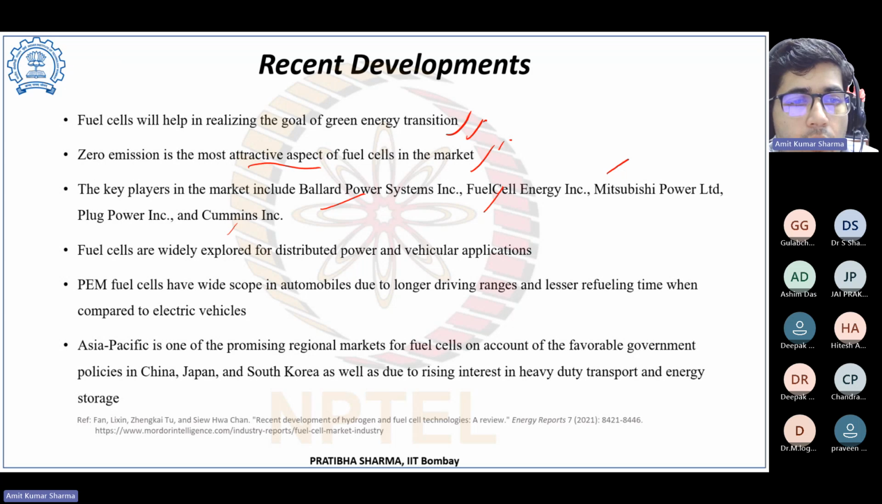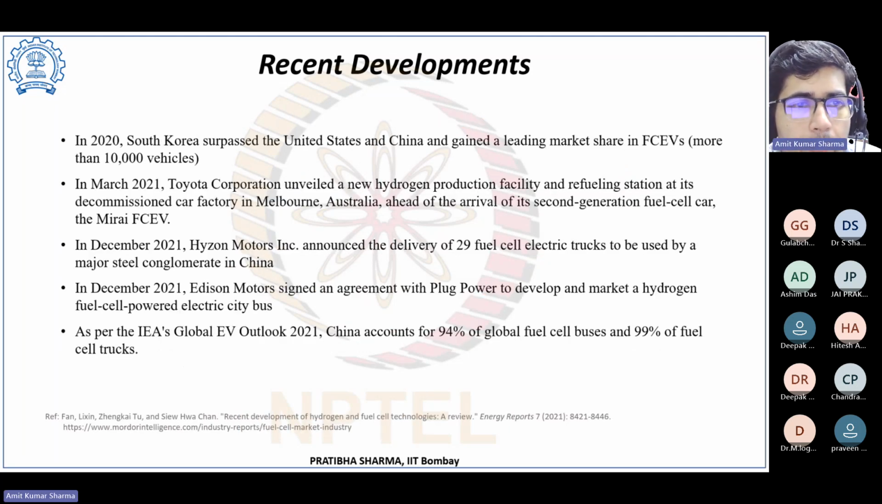Fuel cells are widely explored for distributed power and vehicular applications. PEM fuel cells have wide scope in automobiles due to longer driving ranges and lesser refueling time when compared to electric vehicles. Asia Pacific is one of the promising regional markets for fuel cells on account of favorable government policies in China, Japan, and South Korea, as well as rising interest in heavy duty transport and energy storage. In 2020, South Korea surpassed the US and China and gained the leading market share in FCEVs, fuel cell electric vehicles, with more than 10,000 vehicles.